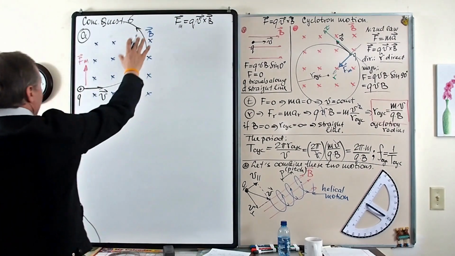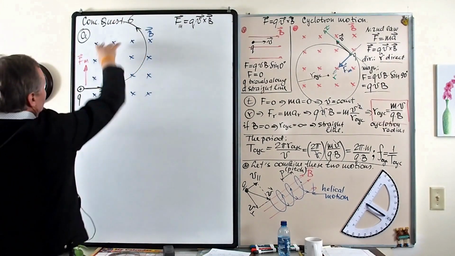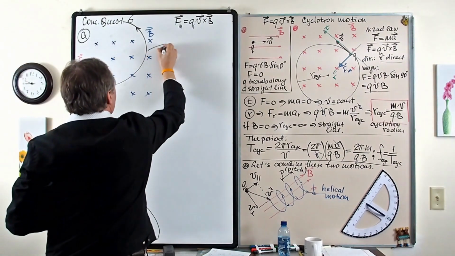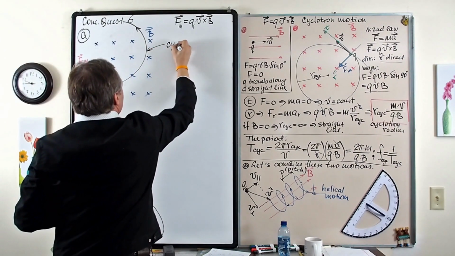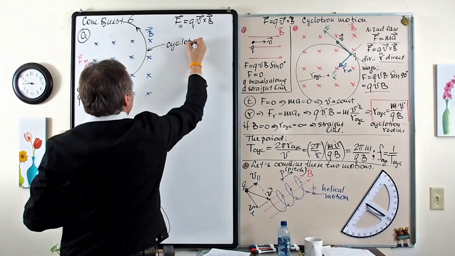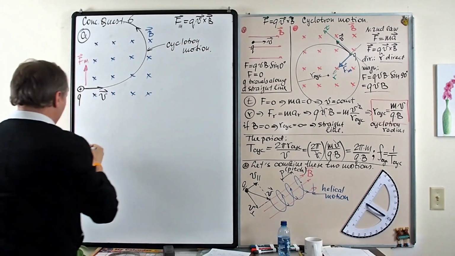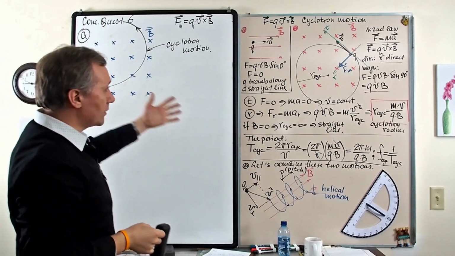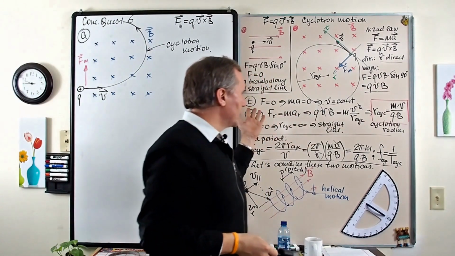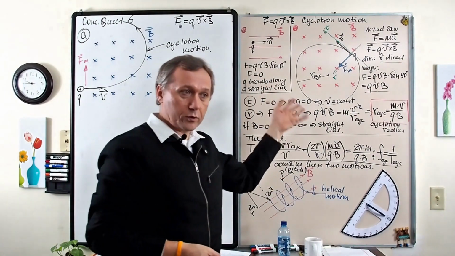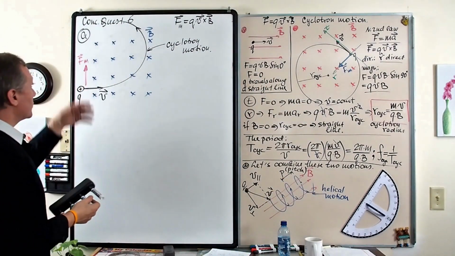But if you assume that the magnetic field extends all the way to infinity, we're going to have circular motion. So we're going to have cyclotron motion. Again, if you want to find the radius of the cyclotron motion, you can apply Newton's second law or just use the formula. You can find the period and so on, right? Okay, so that's part A.